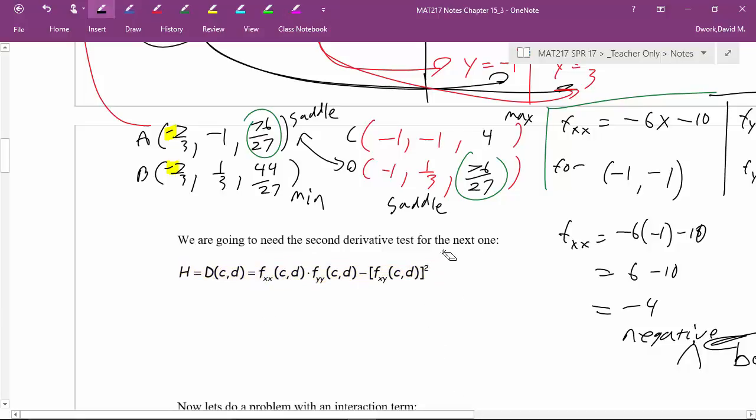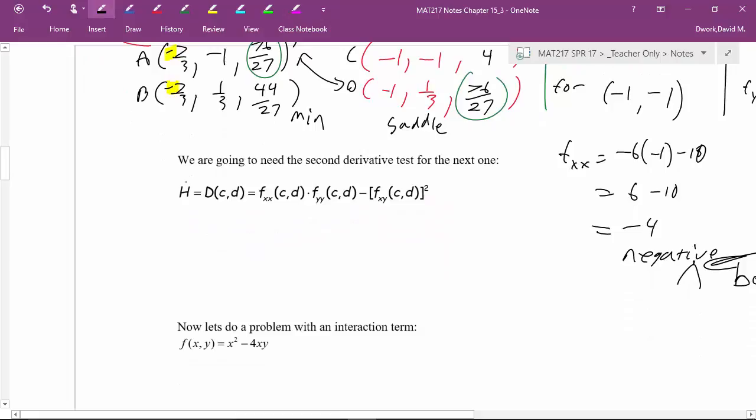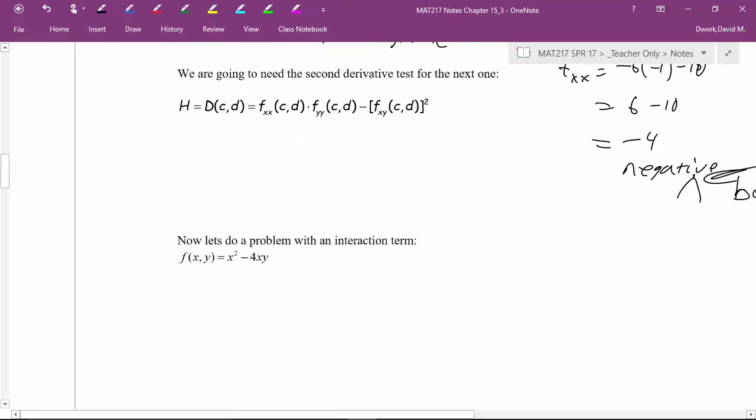So in the next video, we're going to talk about this equation. How do we use it? And then we're going to do a problem that has interaction.